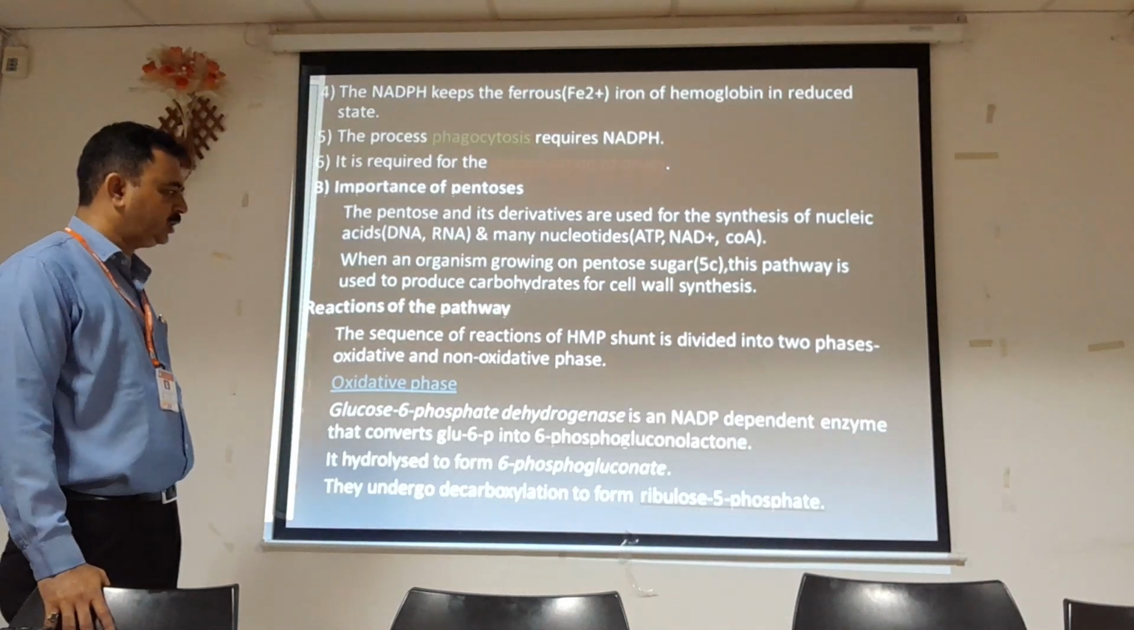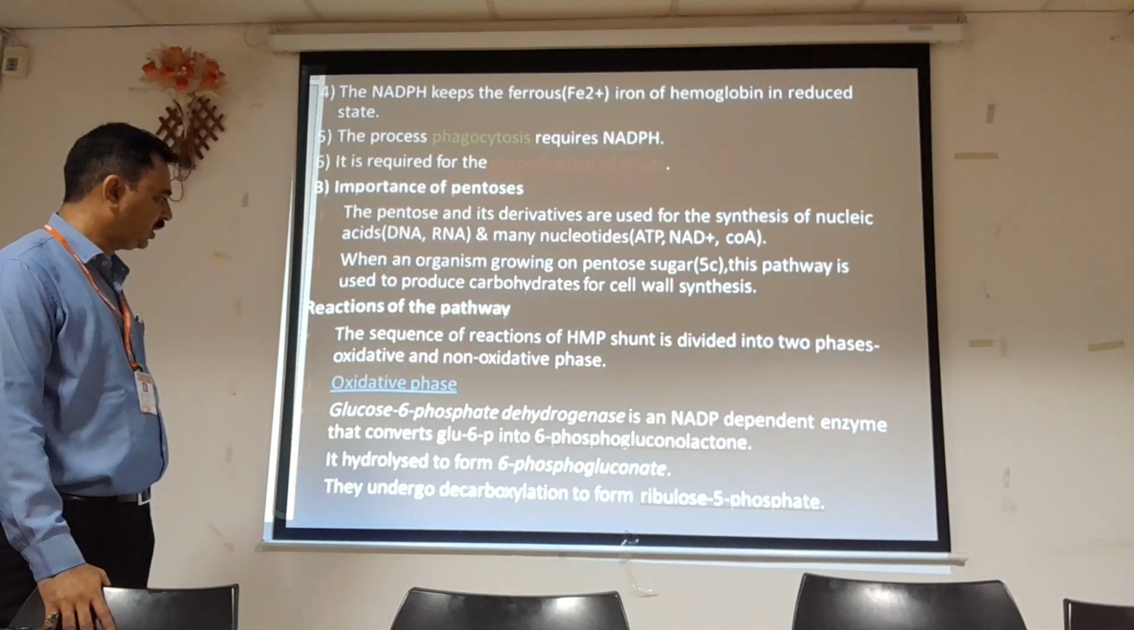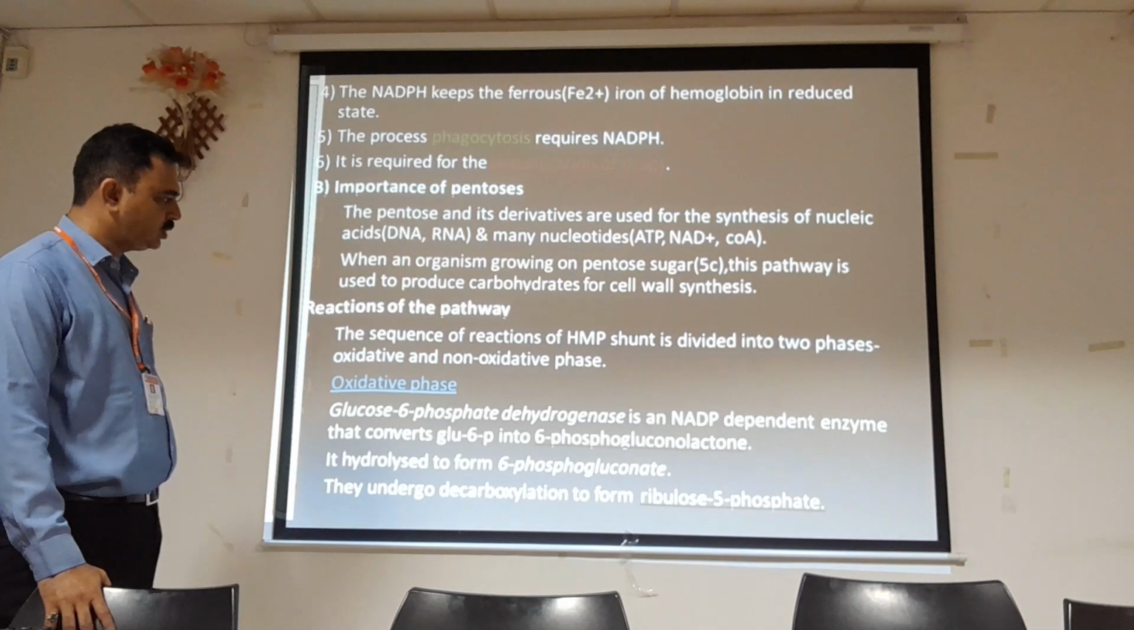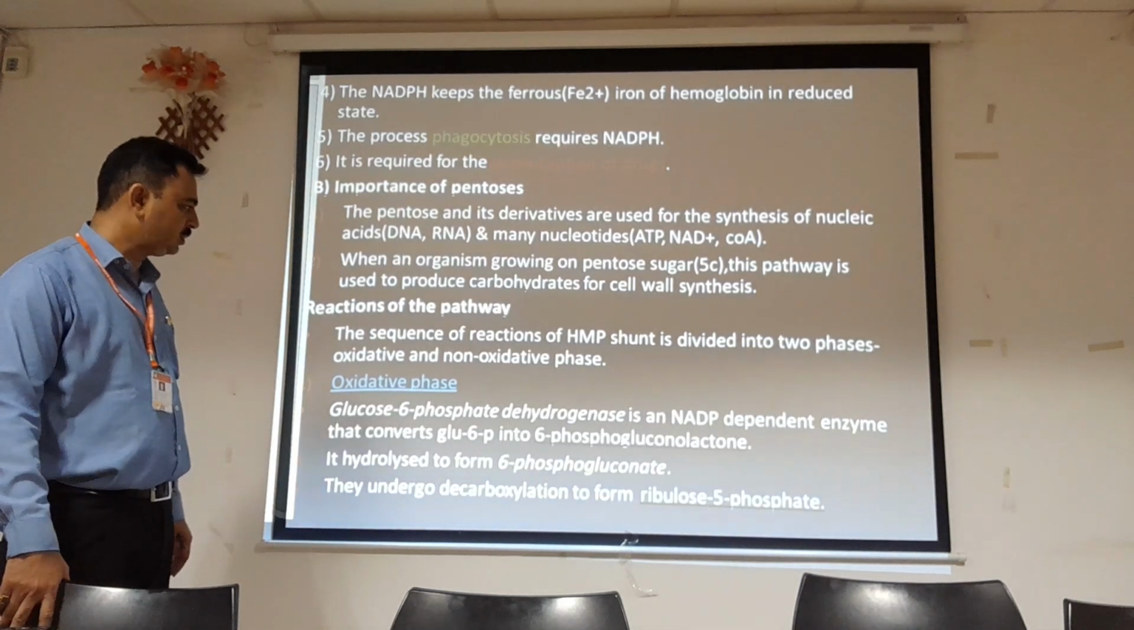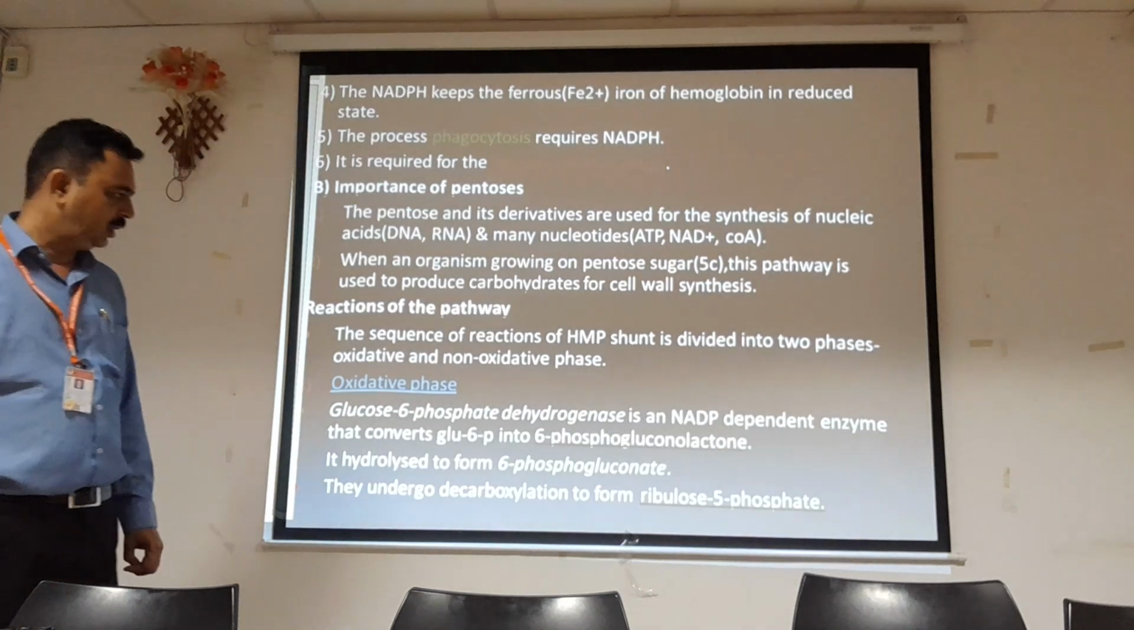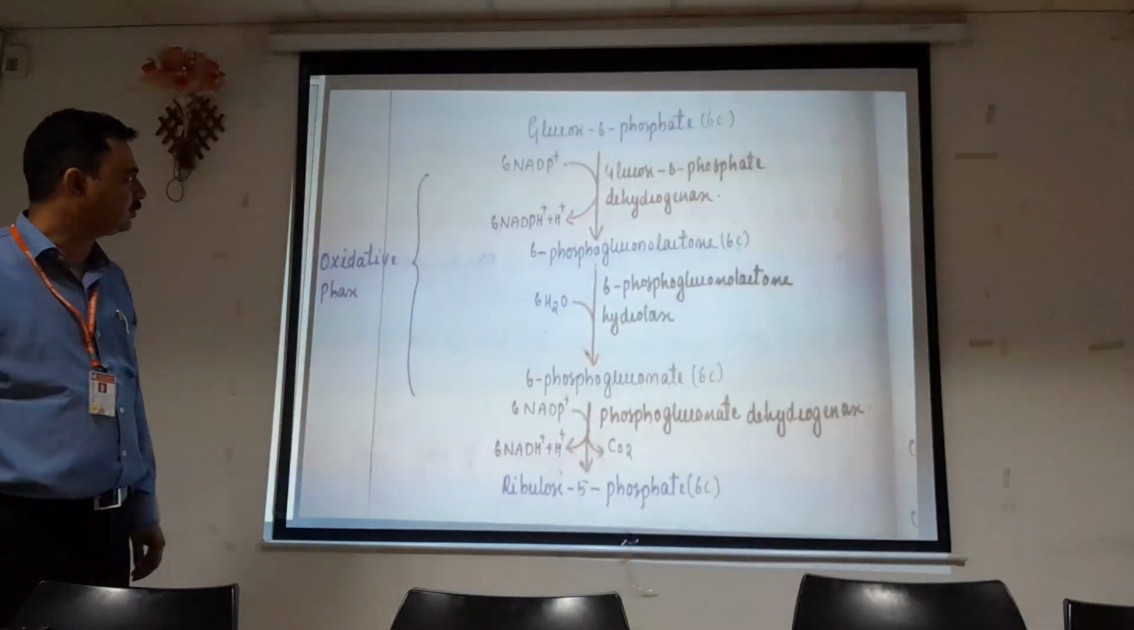Glucose 6-phosphate dehydrogenase is an NADP dependent enzyme that converts glucose 6-phosphate into 6-phosphogluconolactone. It hydrolyzes to form 6-phosphogluconate and then undergoes decarboxylation to ribulose 5-phosphate.